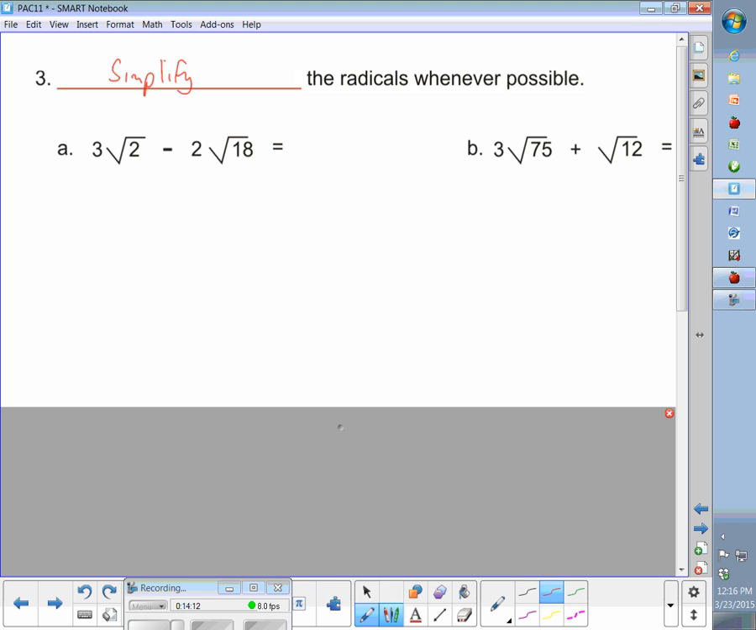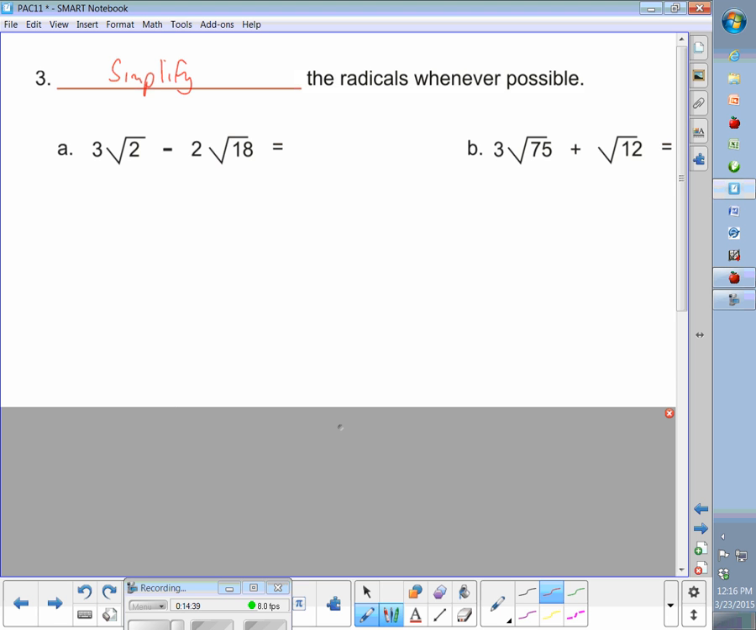First off, they would think, oh, I'm adding radicals. They need to be like radicals for me to add them. They're not like radicals, therefore, what's the answer? 3 times the square root of 2 minus 2 times the square root of 18. Does that make sense? That would be a normal thought process. However, this is the way it should actually go.